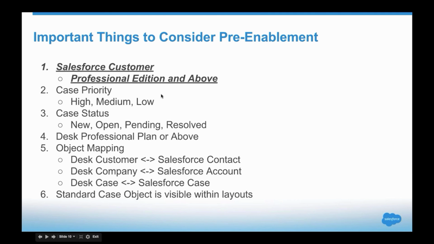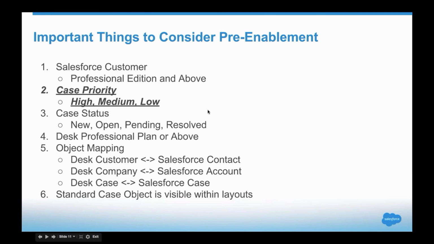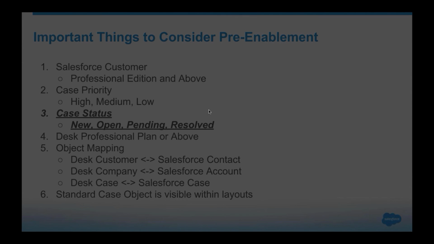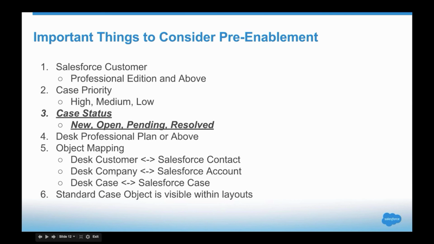So let's go ahead and talk about a few prerequisites that are needed to enable this amazing feature. The first thing that's needed is that you need to be a Salesforce customer and have a Salesforce Professional Edition or above. In Salesforce, we want to make sure that the case priority pick list values have been added: high, medium, and low. The other field in Salesforce that we're going to check is the case status. As a Salesforce system administrator, we need to go into setup and make sure that the case priority and the case status have the correct values.